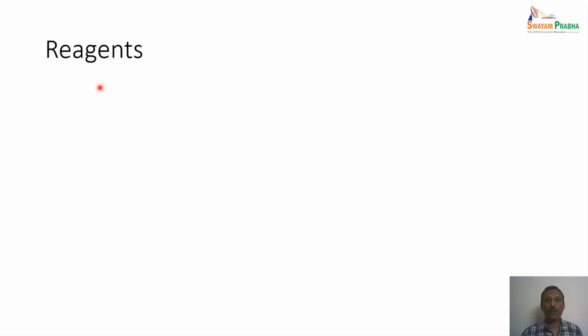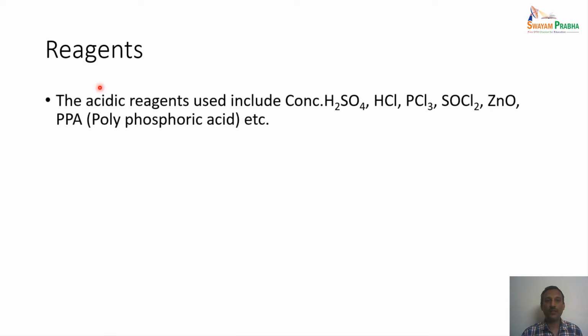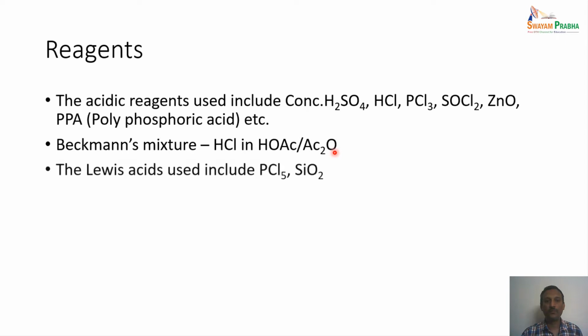Let us look at the different reagents used in this reaction. Basically, the Beckmann rearrangement is initiated by acidic reagents. The acidic reagents used include concentrated sulfuric acid, hydrochloric acid, PCl3, thionyl chloride, zinc oxide, polyphosphoric acid, etc. The original Beckmann rearrangement was carried out using the Beckmann mixture, HCl in acetic acid and acetic anhydride. Some of the Lewis acids used in this reaction include PCl5 and silica.